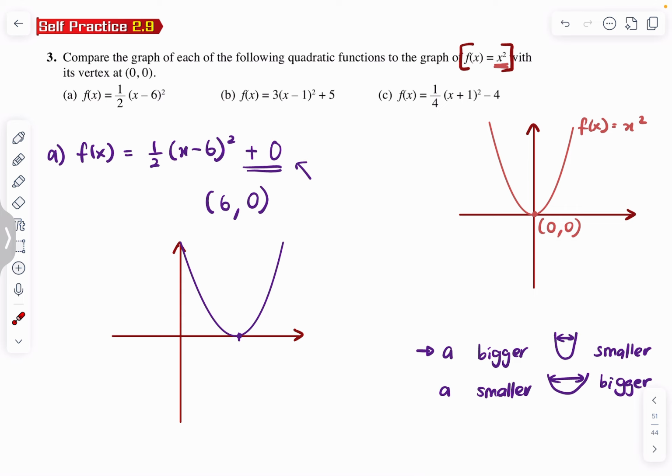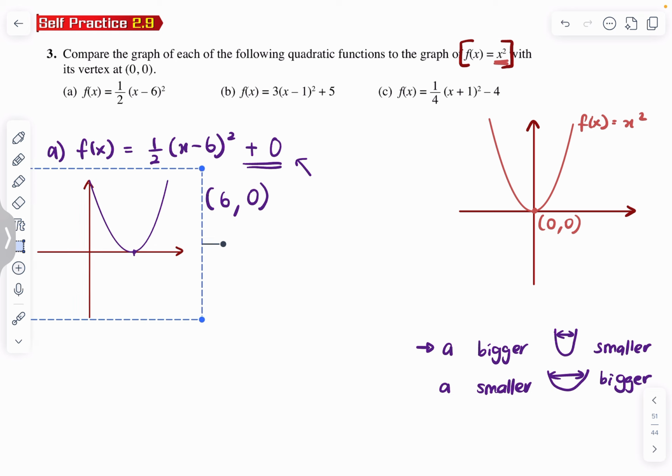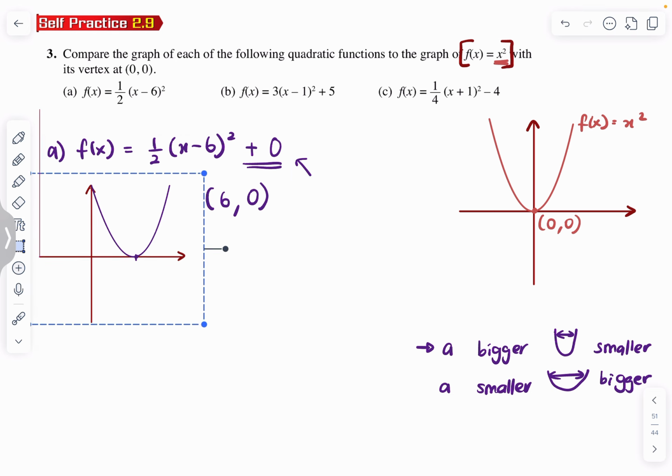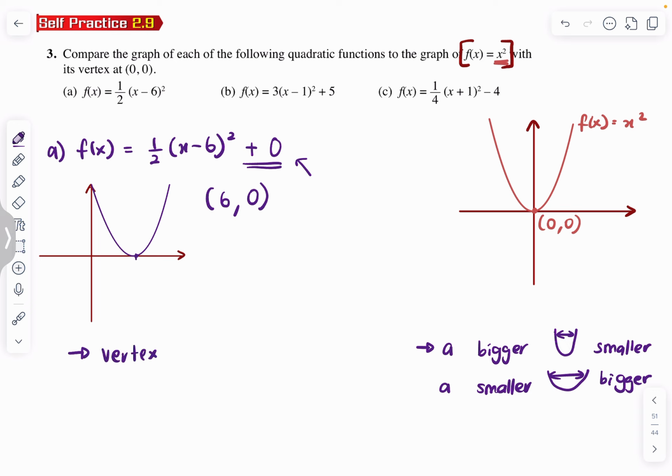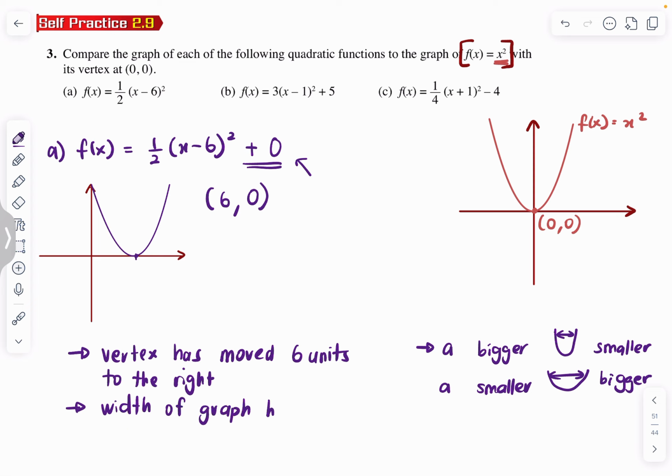Okay, so let's write our answer. So they ask us to compare. So we can say the vertex has moved 6 units to the right. The width of the graph has increased.